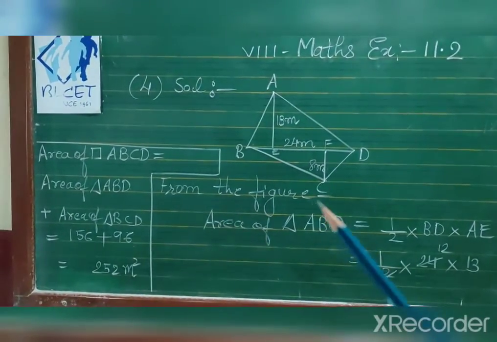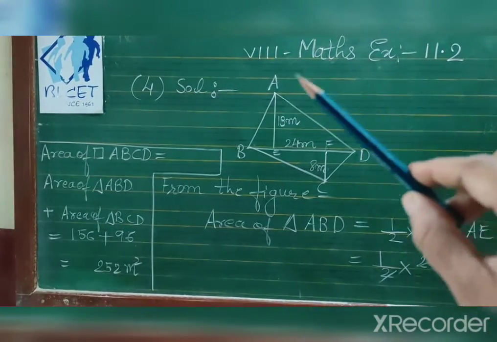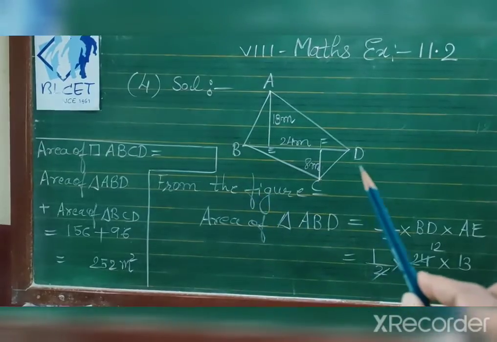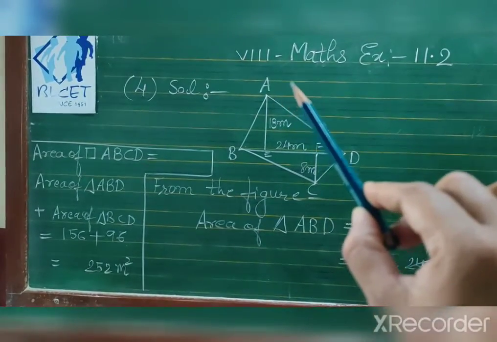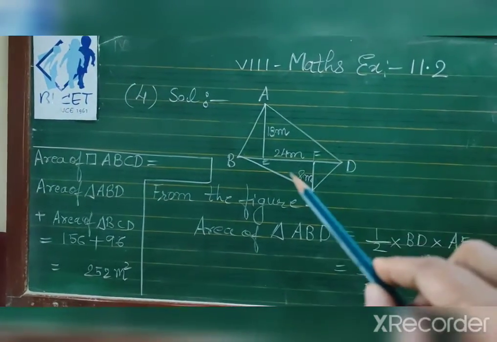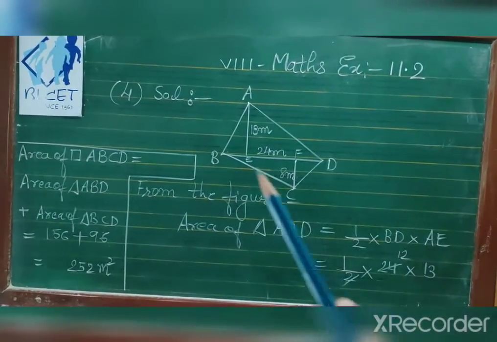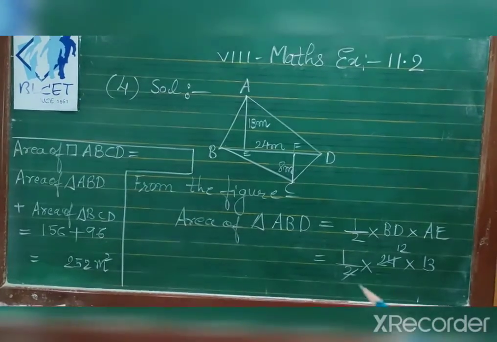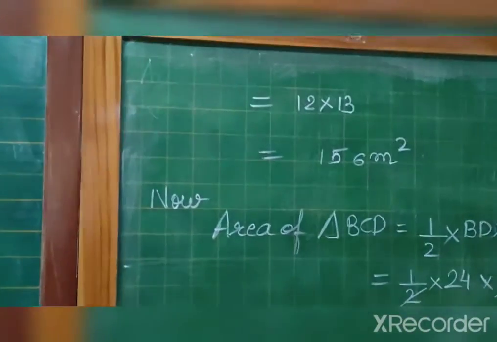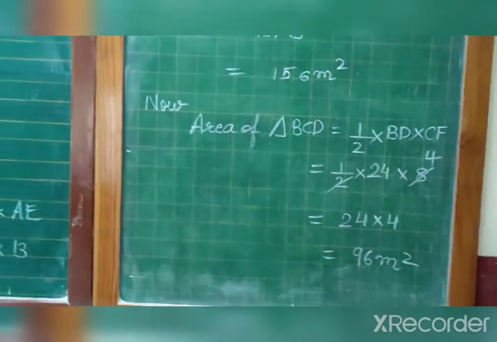Now from the figure, area of triangle ABD is half into base into height. Base is BD because the perpendicular is drawn on BD, and height is AE. So half into 24 into 13. So you will get 2 ones are 2, 2 twos are 4, 12 into 13. That means 156 meter square.